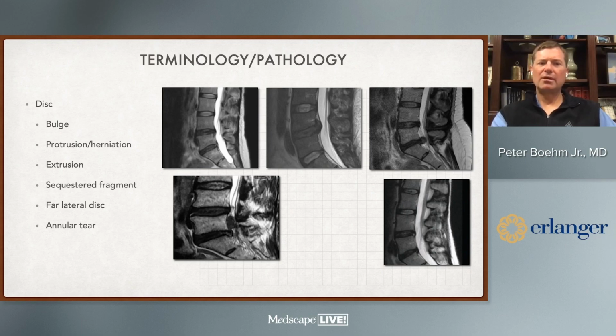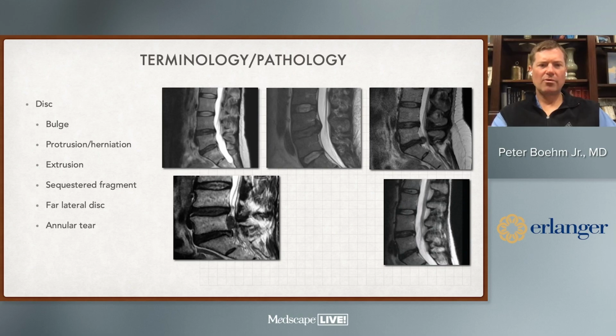When we get into a sequestered fragment on the bottom left, that is when a disc herniation actually extrudes out and then the fragment is broken free and is actually separate from the disc space. Oftentimes, sequestered disc fragments have a really good chance of healing on their own because they're separate and can be broken down by the body. Far lateral disc herniations are important to keep in the back of your mind, often missed on radiology if you're not specifically looking for it.